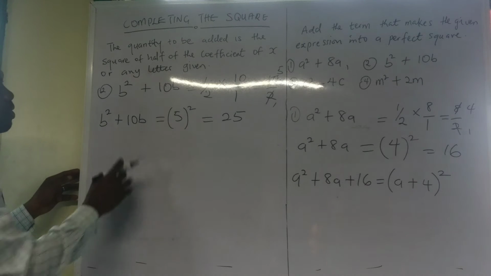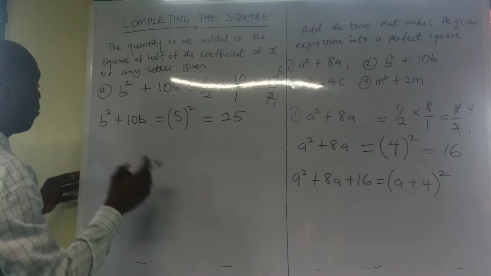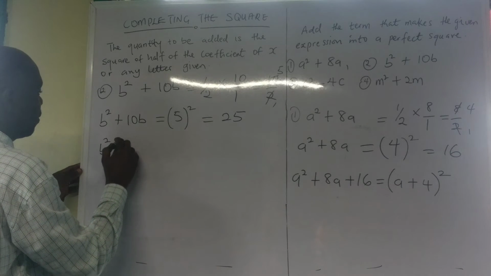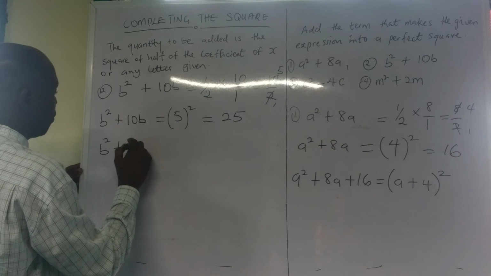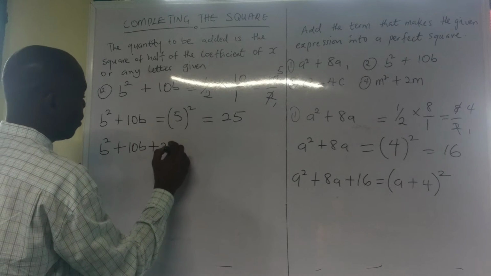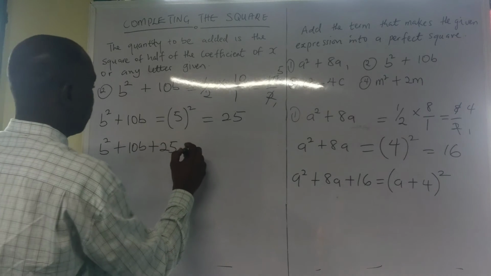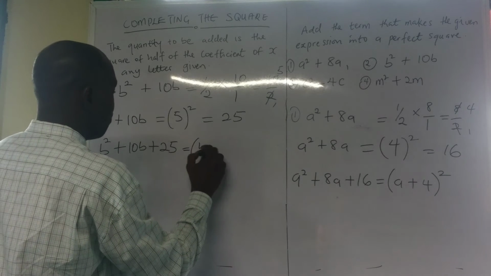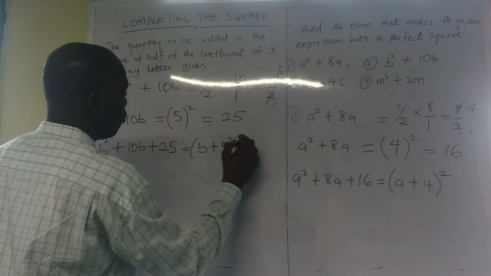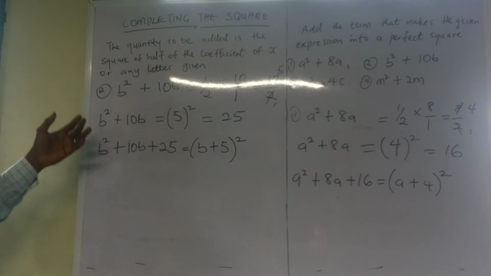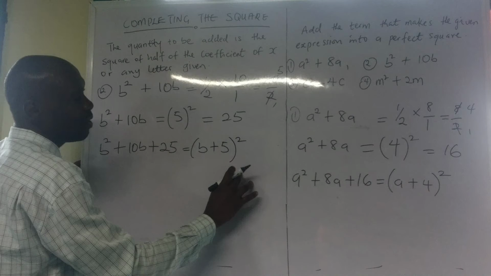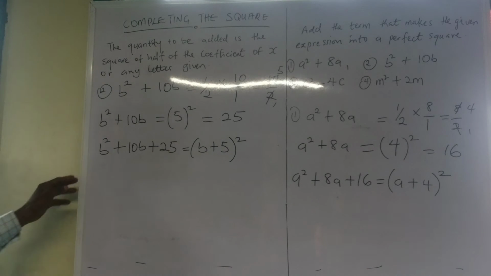Then from here now, we want to make it a perfect expression. We want to express it. So it will now become b^2 + 10b + 25 equals (b + 5)^2. So as we said, to make the given expression into a perfect square, this is the perfect square that the given expression is, which we were asked to put.